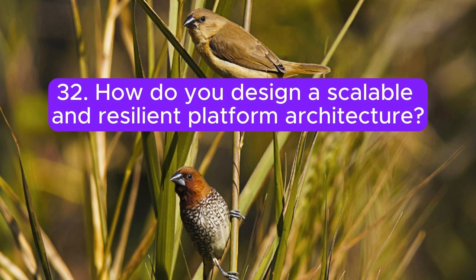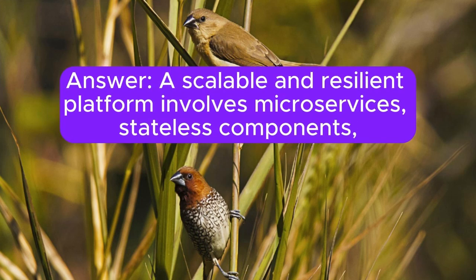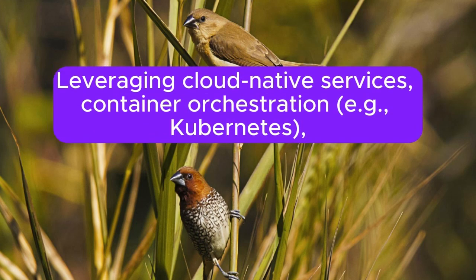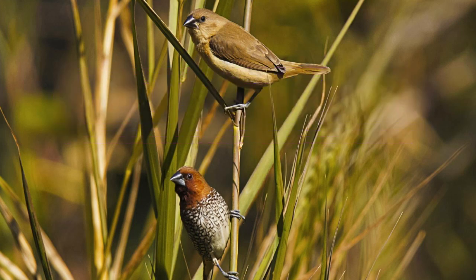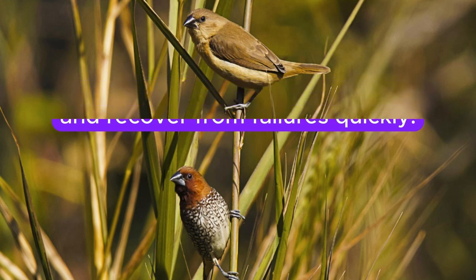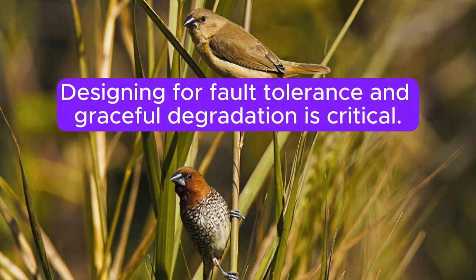32. How do you design a scalable and resilient platform architecture? Answer: a scalable and resilient platform involves microservices, stateless components, auto-scaling, load balancing, health checks, redundancy, and failure isolation. Leveraging cloud-native services, container orchestration, for example, Kubernetes, and monitoring tools helps detect and recover from failures quickly. Designing for fault tolerance and graceful degradation is critical.